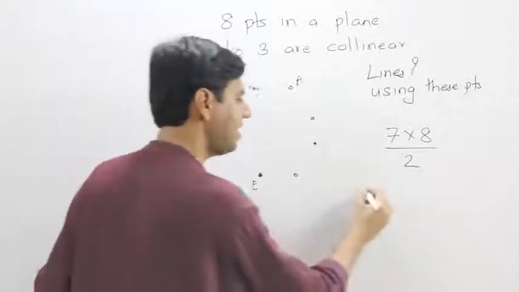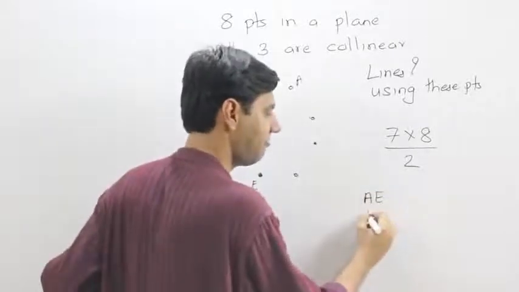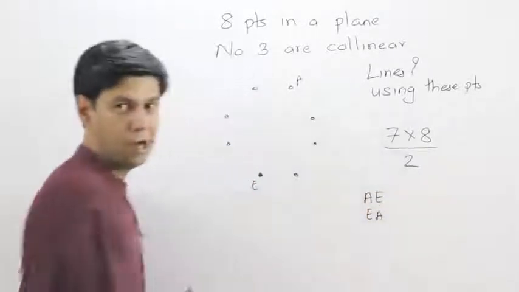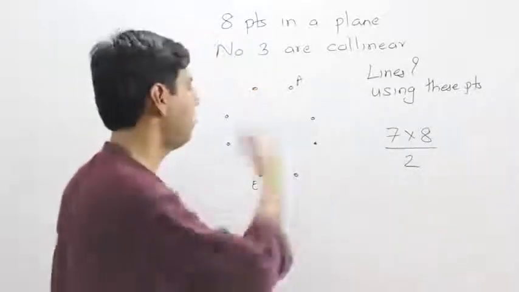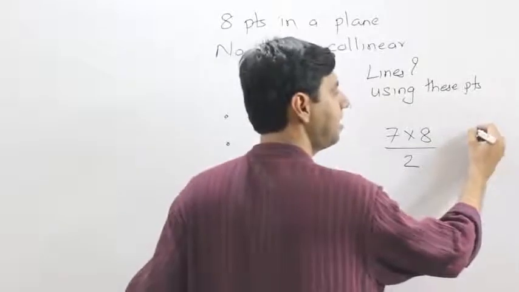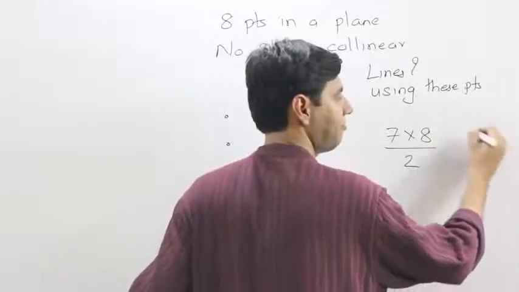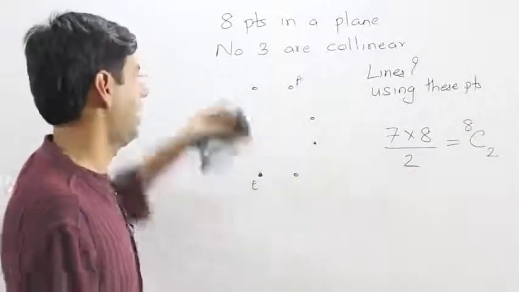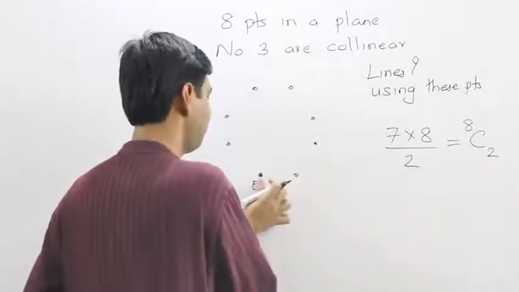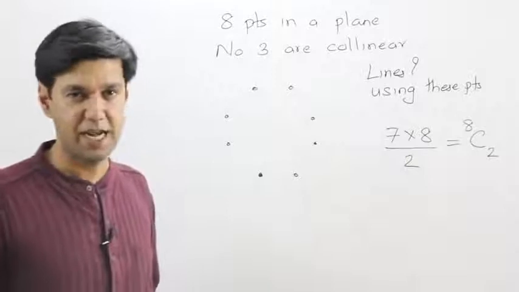Yes. And tell me, is the line AE different from EA? No, it's the same line. So the order does not matter, it is just the pairing. So in how many ways can I pair up? And pair up means nothing but selecting 2 of them. From how many of them? 8. And do we see that 8C2 is same as 8 into 7 by 2? So we could even use combination here and get to the answer.